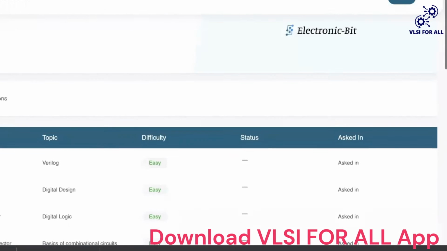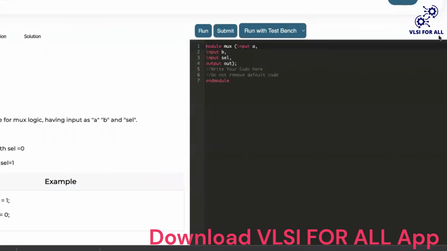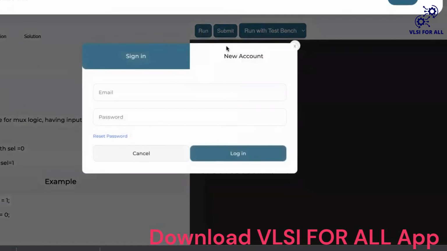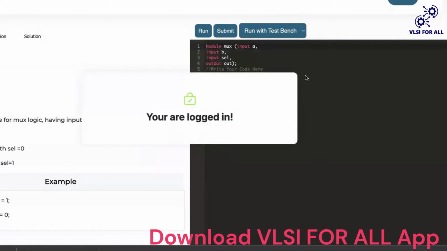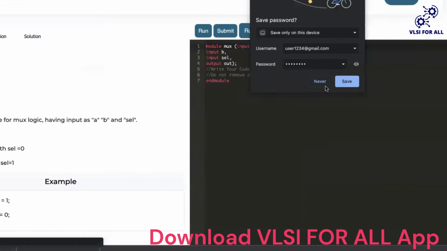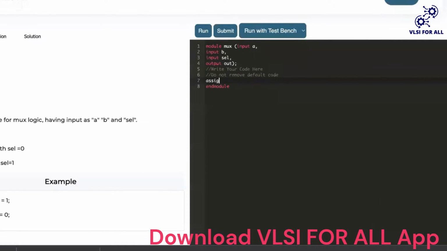If I tell you about this, suppose Mux, if I tell you, you will have to create an account over here. And suppose I write a code like this.